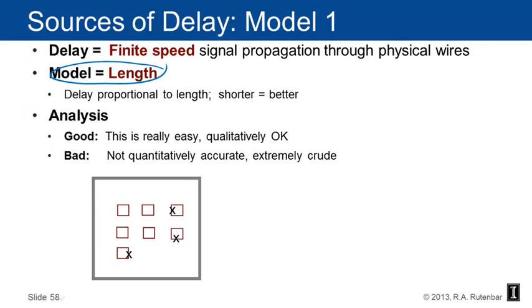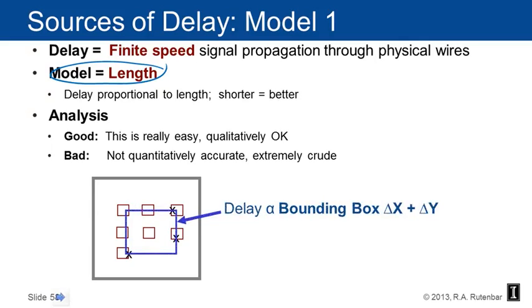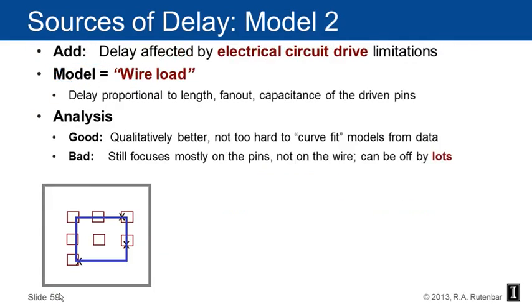And that's fine in terms of being qualitatively okay. So, for example, I could do something like the bounding box is delta x plus delta y, just like the placer. We could use something like that. We'd have some formula based on the length of the bounding box. It's qualitatively okay. It's not accurate. It is, in fact, extremely crude. The second source of delay is that we have to deal with the fact that delay is affected by the electrical circuit derived limitation.